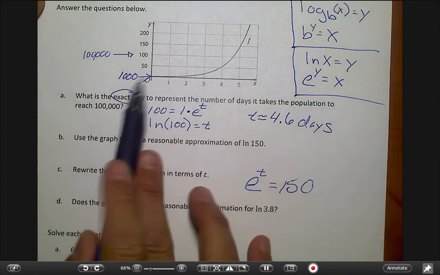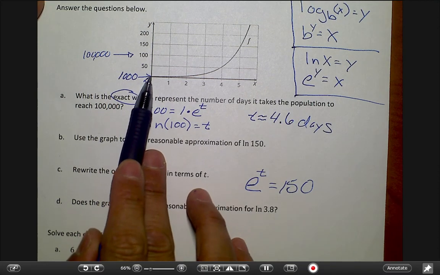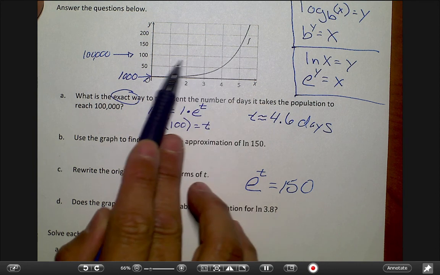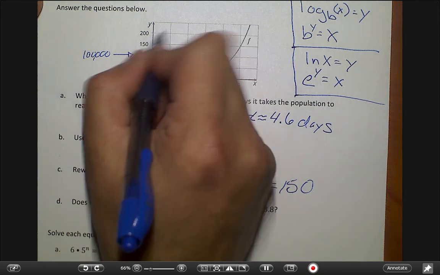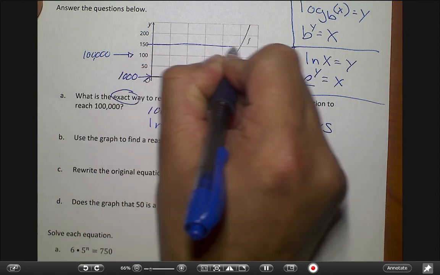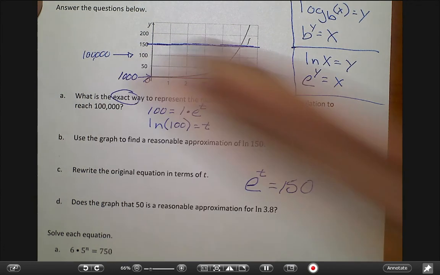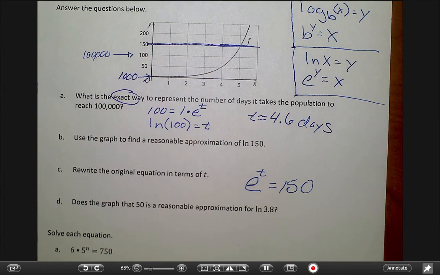Okay, so now I'm looking at my graph. This is the graph of e to the t, right? So when does it reach 150? 5.0. So using the graph, we could just say it's 5. Yeah, but it's 5 what? 5 what?